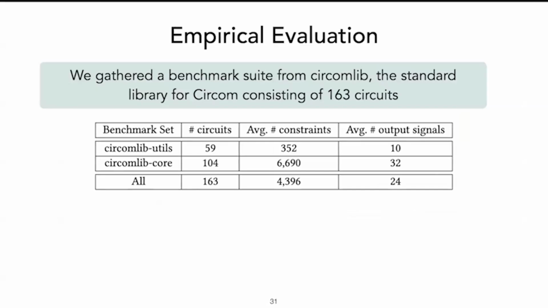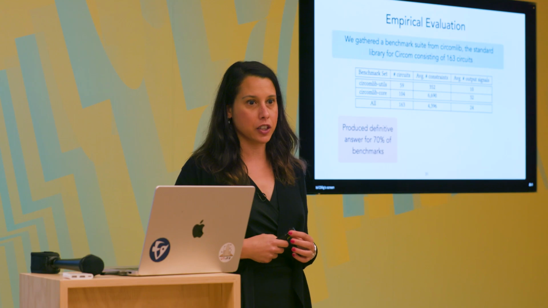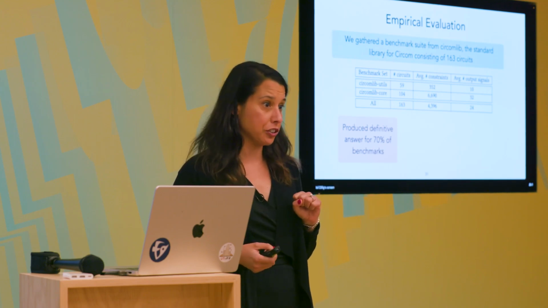So to evaluate our approach, we did a larger scale study. We gathered a benchmark suite from circomlib, which is the standard library of the Circom language. We looked at a total of 163 circuits. And these contain, on average, about 4,500 constraints and about 24 output signals. And the key result here is that we were able to provide a definitive answer for 70% of these circuits. So for 70%, we were either able to say verified or under-constrained.